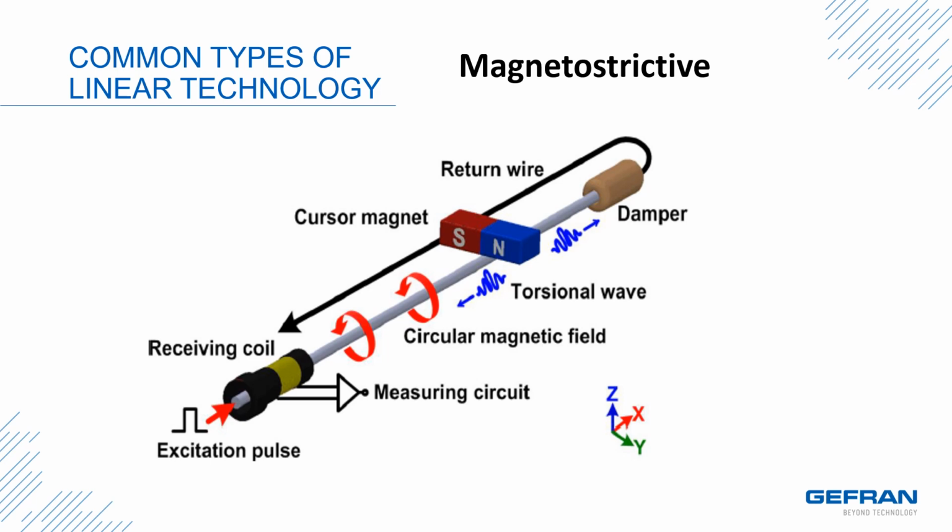A cursor magnet slides up and down the length of the sensor, creating a reflected torsional wave that travels in both directions. In one direction, it goes to the damper and is damped so that it will not reflect back and interfere with the measurement. In the other direction, it heads toward the receiving coil. The sensor electronics measure the time difference between the emitted pulse and the return wave picked up by the receiving coil to determine the length.